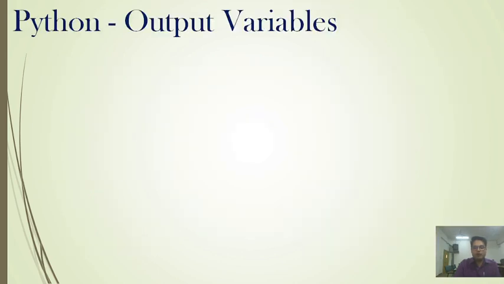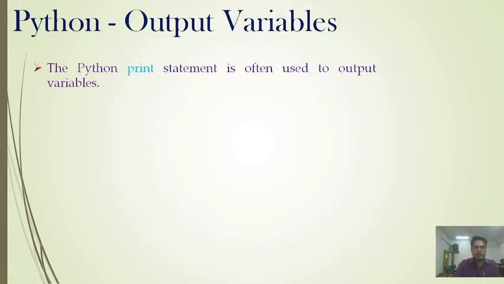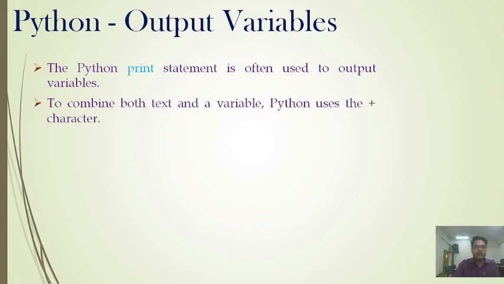Now the output variables, what exactly are output variables? The Python print statement is often used to output variables. To combine both text and variable, Python uses the plus character.